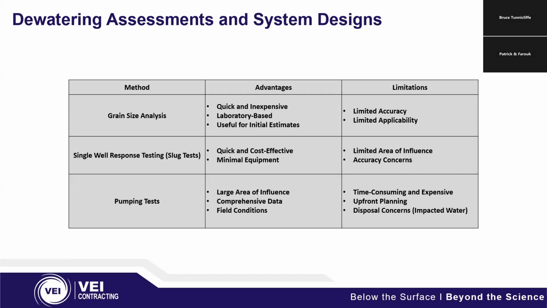Finally, there's pumping tests. This is probably the best method that we have to date. Pumping tests have a large area of influence. You're pumping from one well and monitoring adjacent wells to establish impact on the aquifer. It's a pretty comprehensive test. You get good data from it, and you can evaluate in situ conditions.